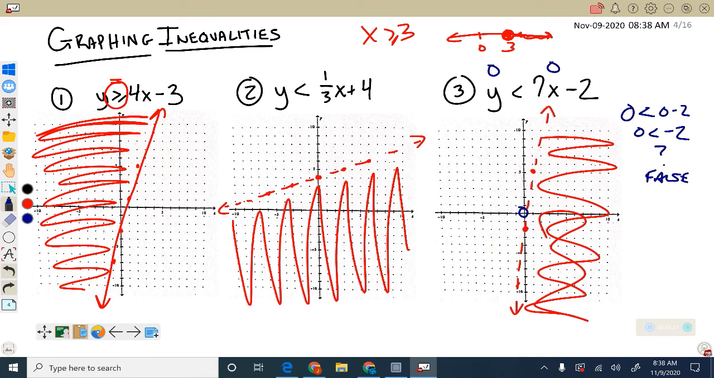We want to be away from where we just shaded. I could have done the same thing, for example, in number 2. Here's the origin. If I plug in 0 and 0, I would get 0 is less than 4. Is that true? Yes, it is a true statement. That means I'm shading where the origin is. That's why I shaded down here.